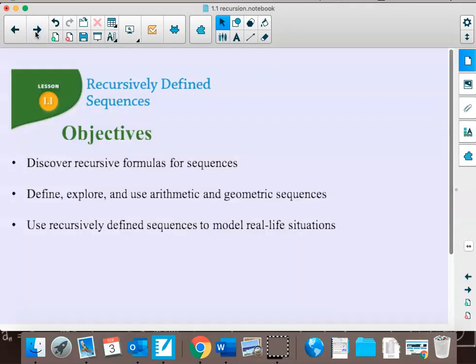So today is our very first lesson of our very first full unit, which is Chapter 1, Section 1. And if you want to give it a title, you can call it recursion or recursively defined sequences. This is Chapter 1, Section 1, recursion.